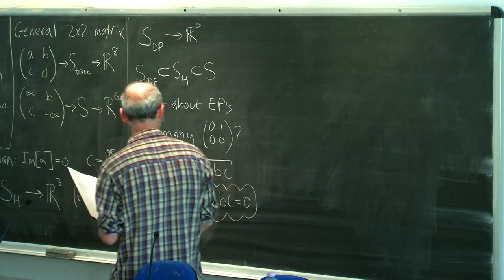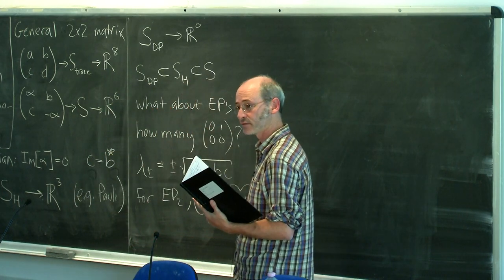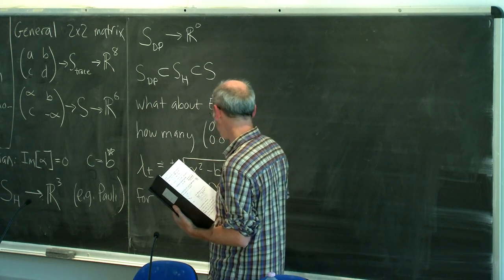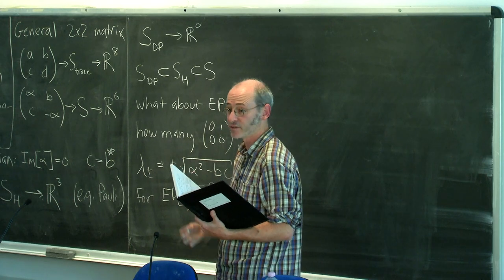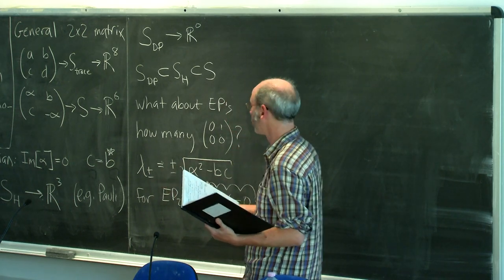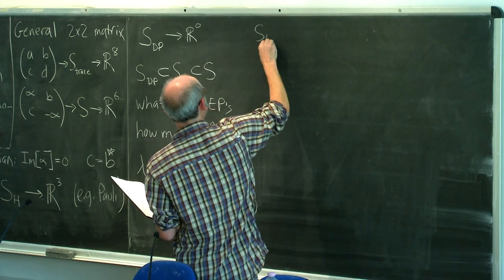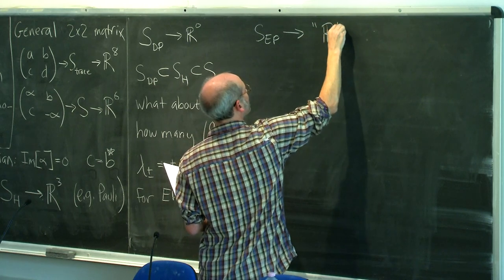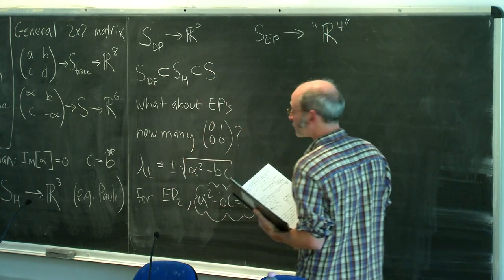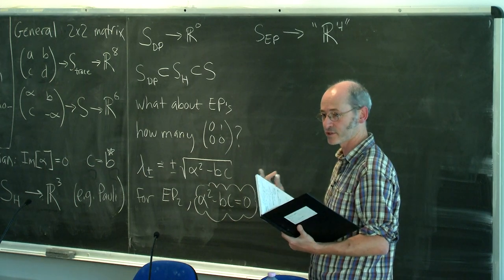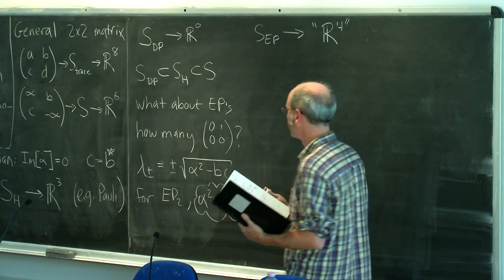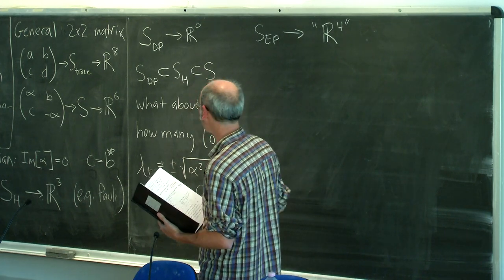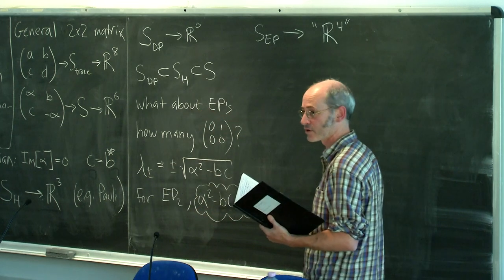And this is one complex constraint. It's a statement about some complex numbers imposed on three complex numbers. So that leaves two complex numbers left over, or four real numbers. So that means that the space of exceptional points is "four-dimensional." I put it in quotes because it is not actually topologically equivalent to R4. It isn't a Euclidean space because there's some rather complicated constraint on these three numbers. But nevertheless, the dimensionality is four-dimensional.